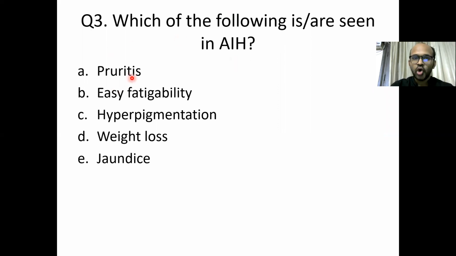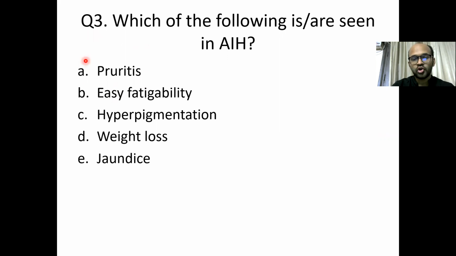Actually, when we talk about autoimmune hepatitis, 30% of patients can be asymptomatic. The most common symptom would be easy fatigability, and the most common physical finding would be hepatomegaly.